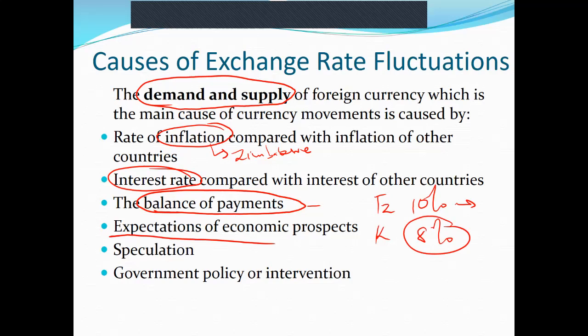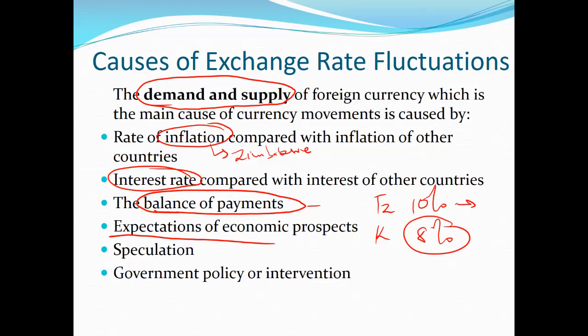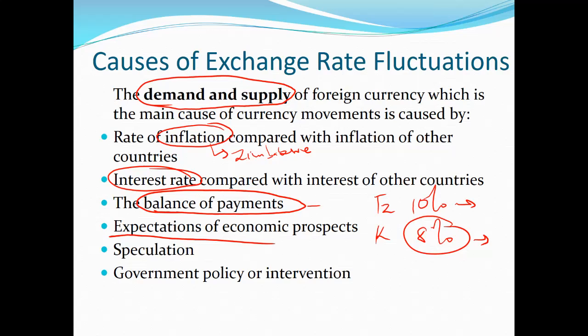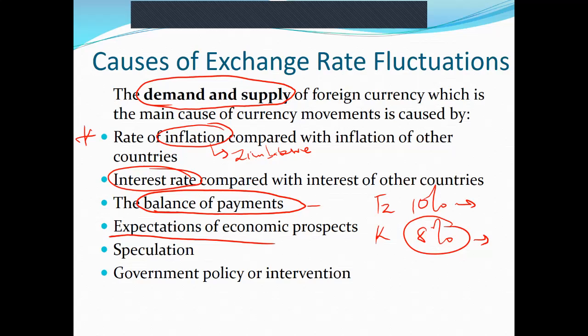Of course, you have the expectation of the economy. How do we expect the economy to perform, Kenya versus Tanzania? In case the Kenyan economy is going to improve with time, comparatively to Tanzania, we expect things are going to be doing well. Therefore, the demand for the Kenyan shilling will improve, and the Kenyan currency will strengthen against the Tanzanian shilling. And of course, one of the measures of economic improvement is inflation. It goes back to inflation. What do we expect of the economy?